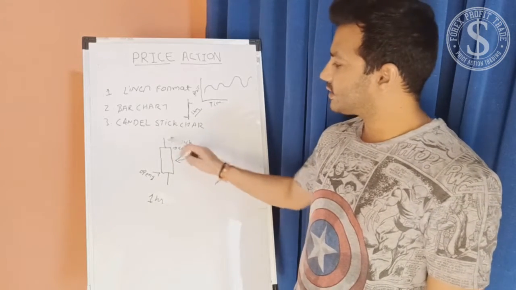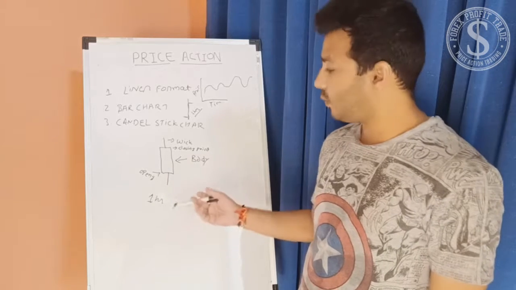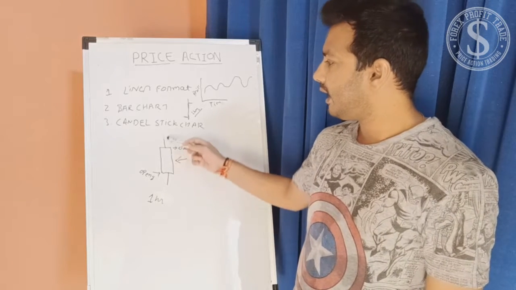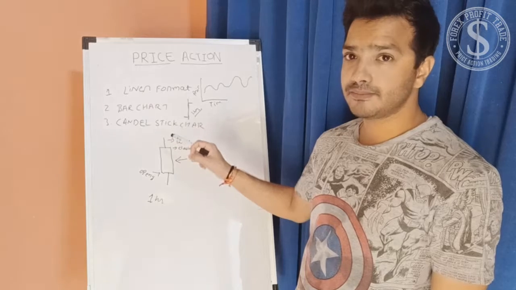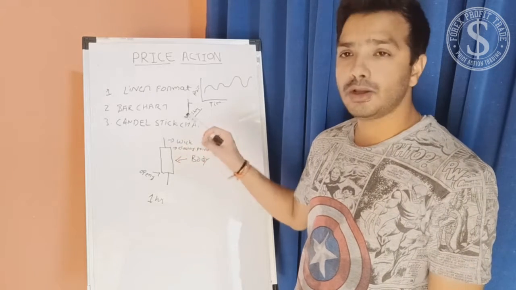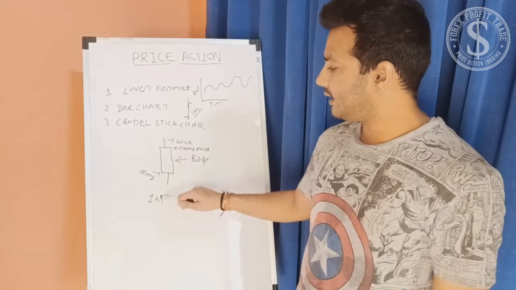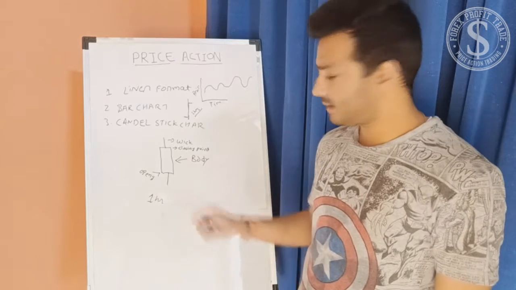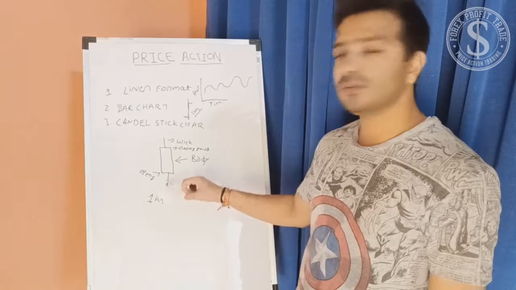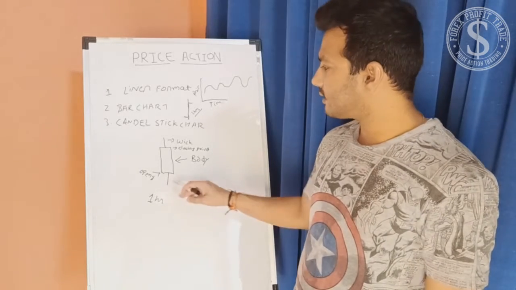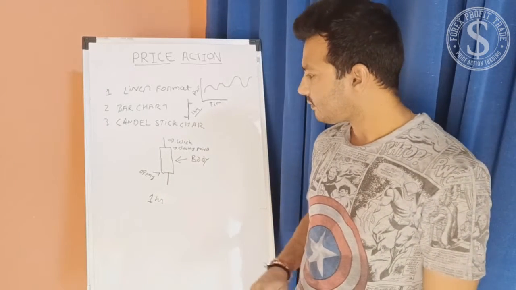If, suppose, it's a 1 hour chart, then it represents how high the price went in that point of time. So it is represented by the wick, and how low it went in that point of time is also represented by the wick. Okay, so these are the wicks, this is the body.